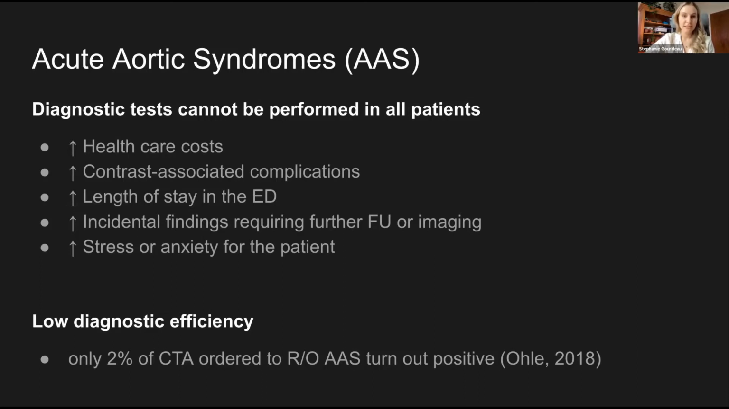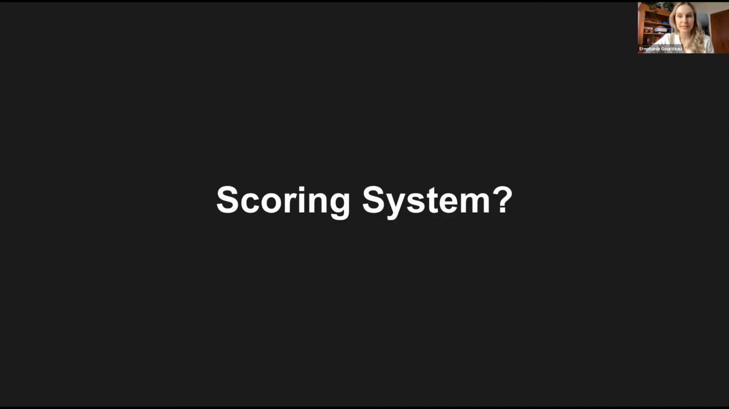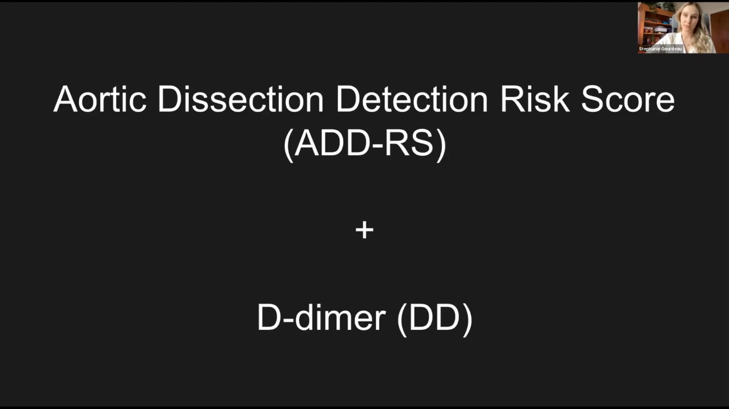In addition, CTA demonstrates very low diagnostic efficiency, with as low as 2% of CTA examinations ordered to rule out acute aortic syndrome turning out positive in North American series. Therefore, a scoring system allowing physicians to reliably rule out acute aortic syndrome using bedside information and a readily available biomarker would be extremely useful in the emergency department, as we do with pulmonary embolism, for example.